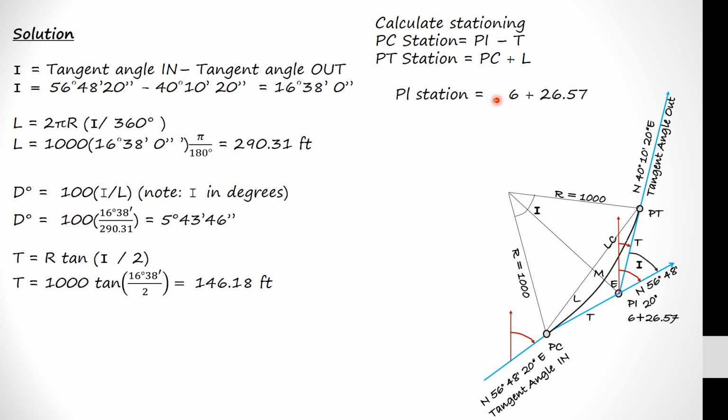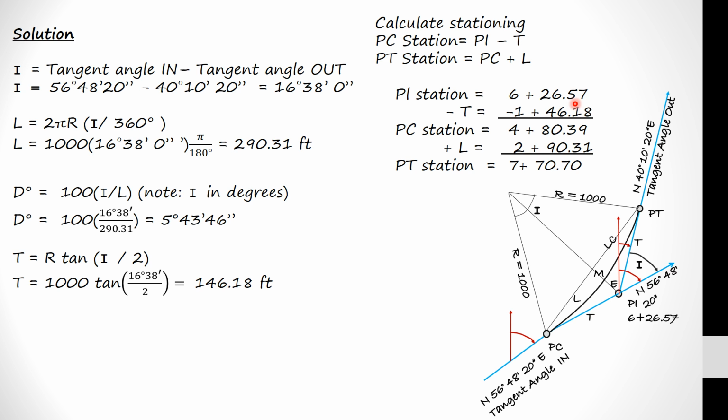So the PI is 6 plus 26.57, and we subtract out the tangent length, and the tangent length was 146.18 feet, and we get a PC station of 4 plus 80.39. Now we're going to add the length of the curve, the 290.31 feet, to the PC station, and we're going to get 7 plus 70.70.